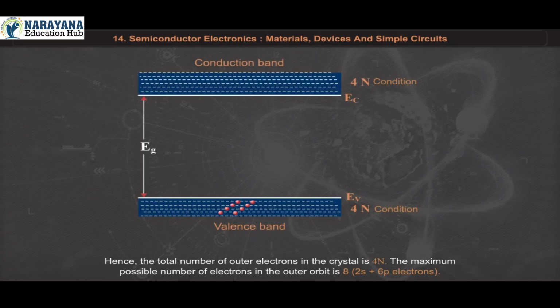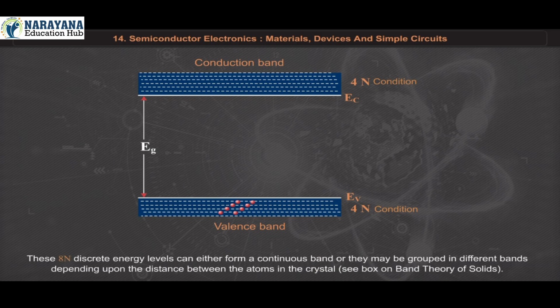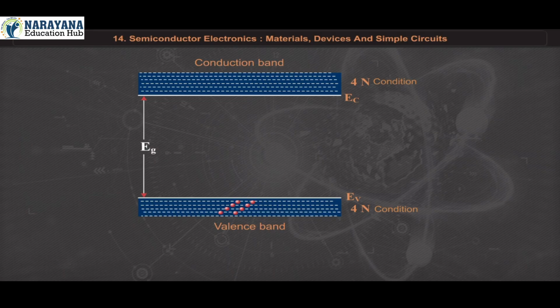The maximum possible number of electrons in the outer orbit is 8, that is 2s plus 6p electrons. So, for the 4n valence electrons, there are 8n available energy states. These 8n discrete energy levels can either form a continuous band or they may be grouped in different bands depending upon the distance between the atoms in the crystal. See box on band theory of solids.